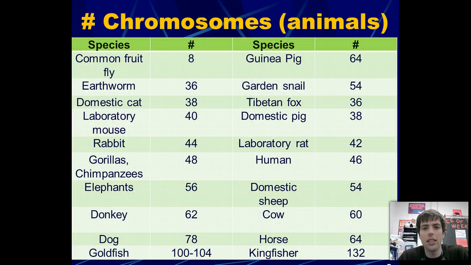Here is a table of different animals and the chromosomes that they have. Now, some things that might jump out to you as you look at this table is you see gorillas actually have more than we do. And look at these elephants and sheep and cows and even a donkey and a dog. A dog has 78 chromosomes. Isn't that crazy? We're supposed to be more complex than animals.